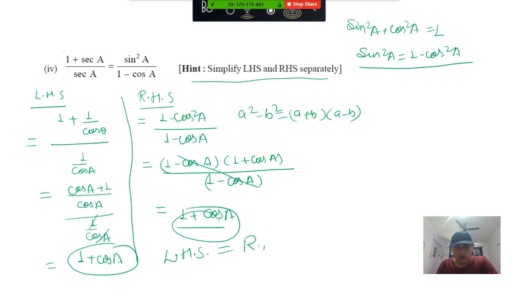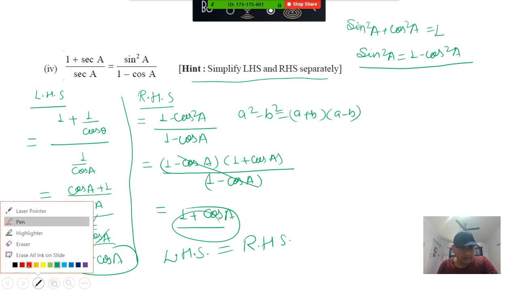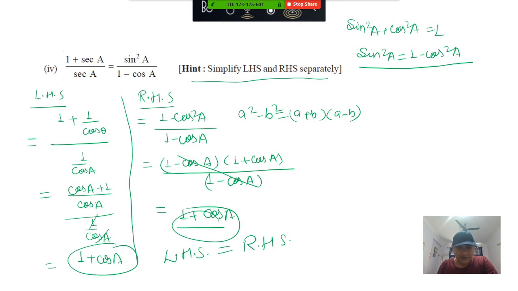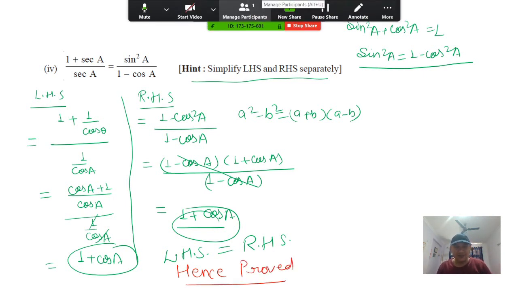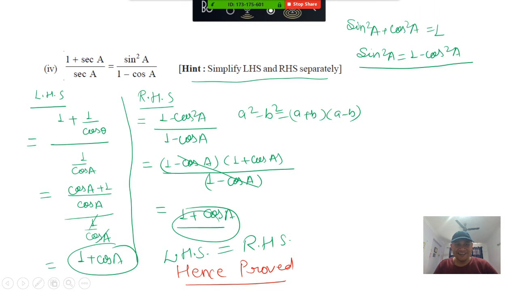And at the bottom, if you are very happy, then you can write in the red color. What are you going to write in the red color? Oh, very, very popular: hence proved. And as we know, in the board exam, when we write this hence proved, it's like we have got 100% marks in mathematics. So that's going to happen. So let's move to the next question now.